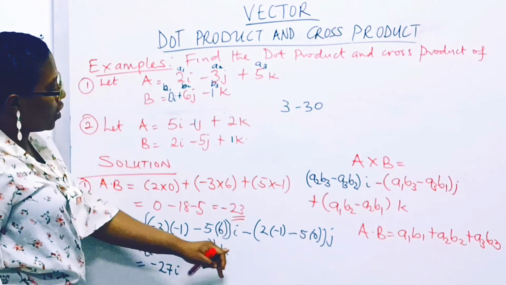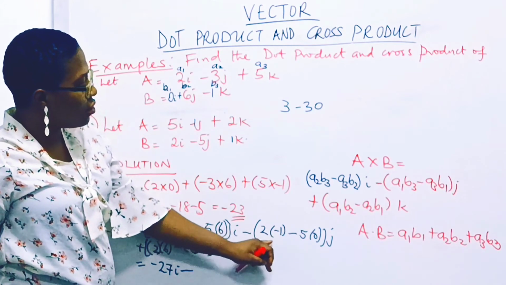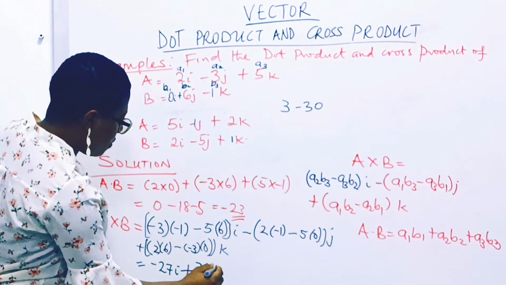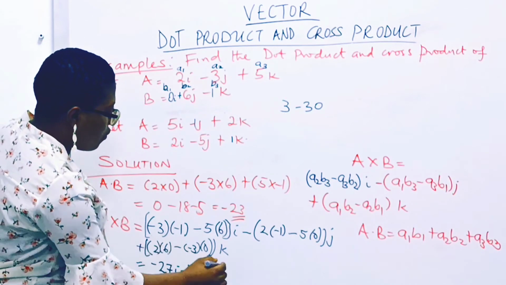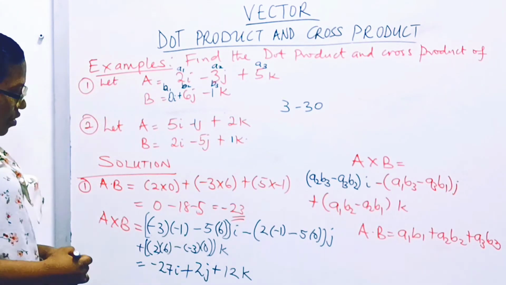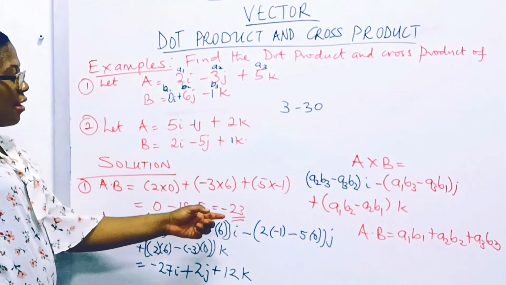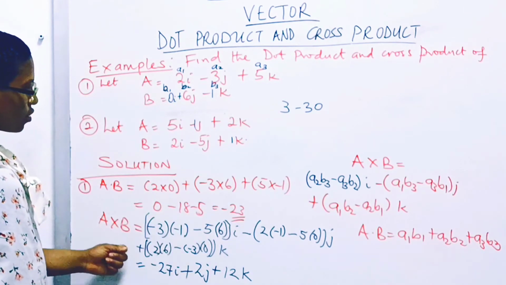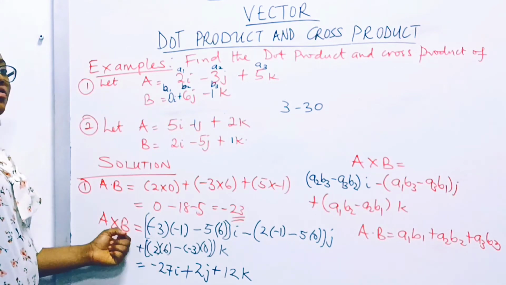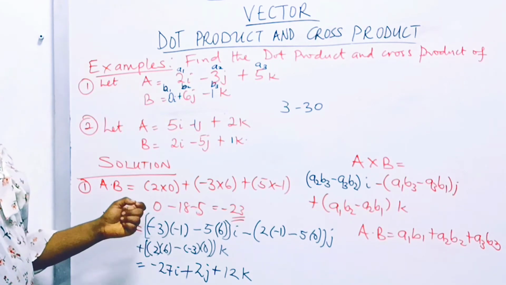Right? Then the next one, minus 2 minus 0. Plus 2 then. Plus 2 times 6, 12. Minus 0. Okay. So that's the answer. If you observe, the dot product gives us a scalar, while the cross product gives us a vector. So if you've made a mistake, you will know. If you are crossing and you're getting a scalar, then you are wrong. If you are dotting and you're getting a vector, then you are wrong.